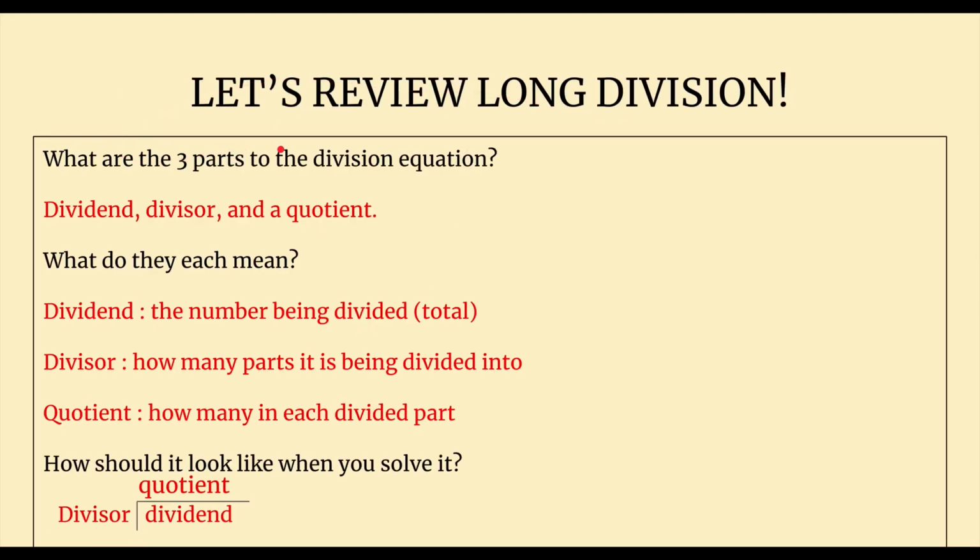What are the three parts to the division equation? It's the dividend, divisor, and the quotient, right? So what do each of them mean? A dividend is the number being divided, so the total. A divisor is how many parts the dividend is being split up into. And the quotient is the answer, so how many in each divided part, how many in each divisor, basically. So how should it look when you solve it? A divisor should be on the outside, a dividend should be on the inside, and the quotient should be here.